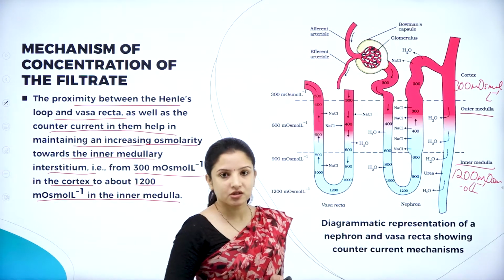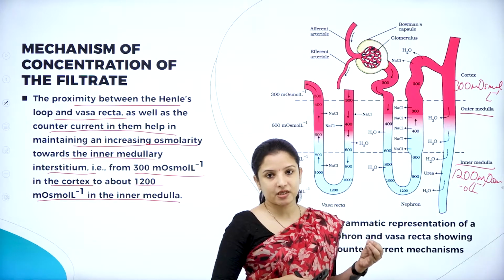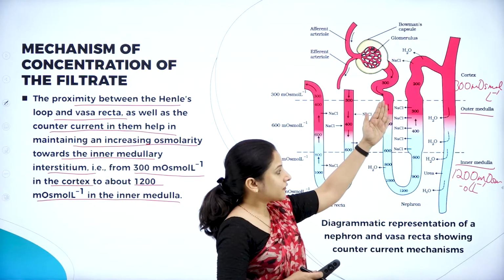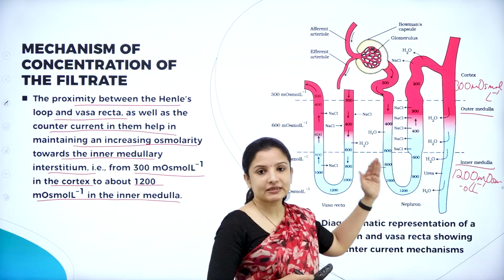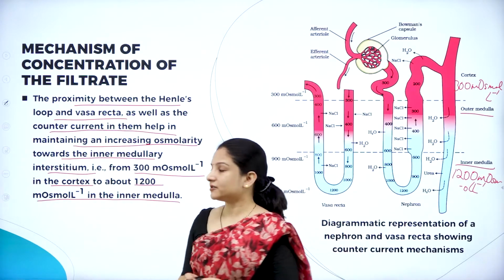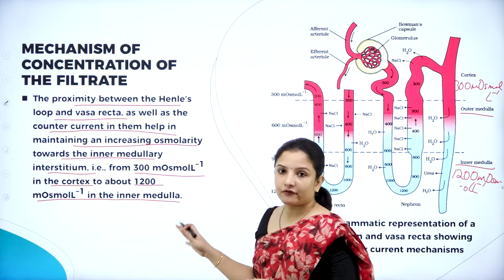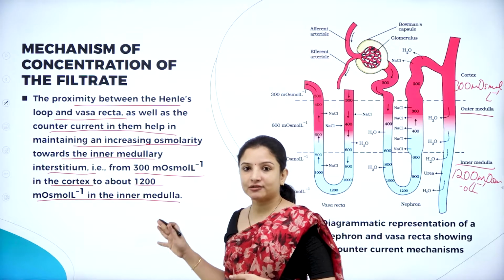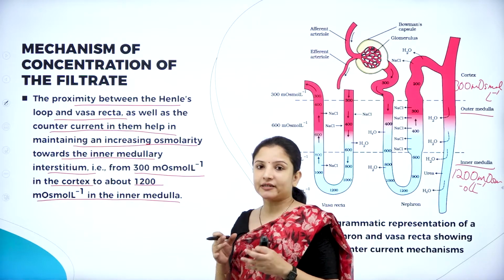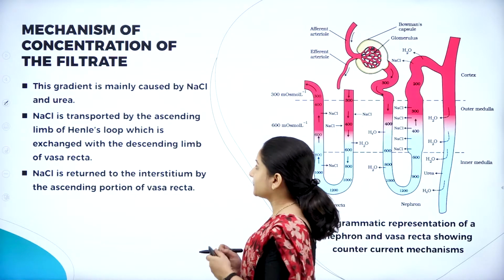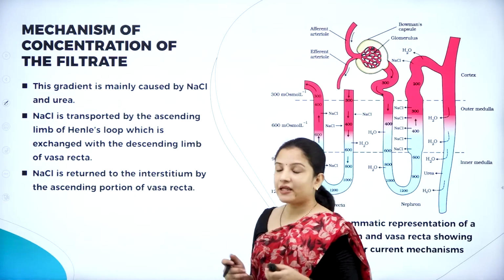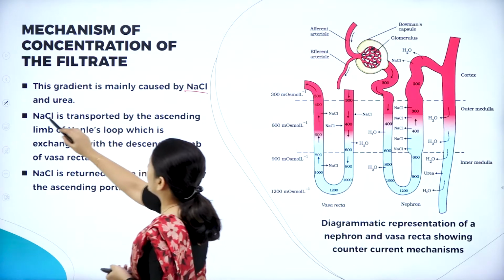So much concentration should always be maintained in the cortex of the kidney or the medulla, the inner medullary interstitial region of the kidney. So much concentration has to be maintained. So if this osmolarity is maintained, it means that the kidney function is healthy. This gradient is mainly caused by sodium chloride and urea.